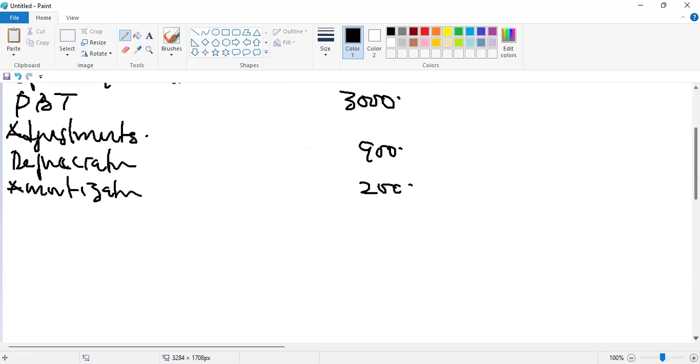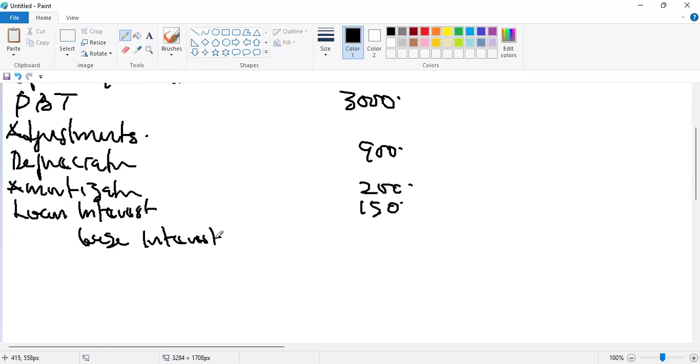Finance cost, loan interest, and lease interest. I'll put the wrong classification on loan interest. How much is the figure for the loan interest? 150. The support I will add. The next, lease interest, 250. The support I will add.